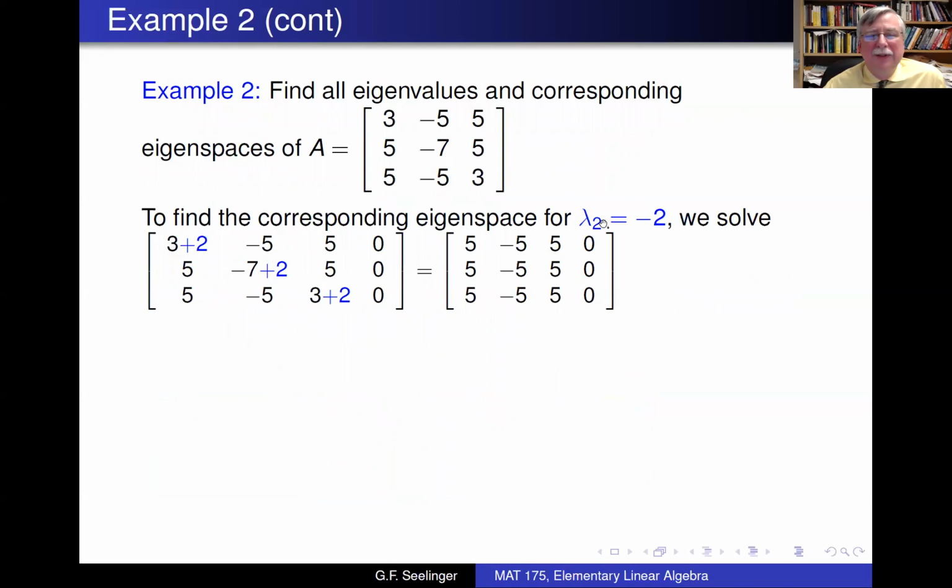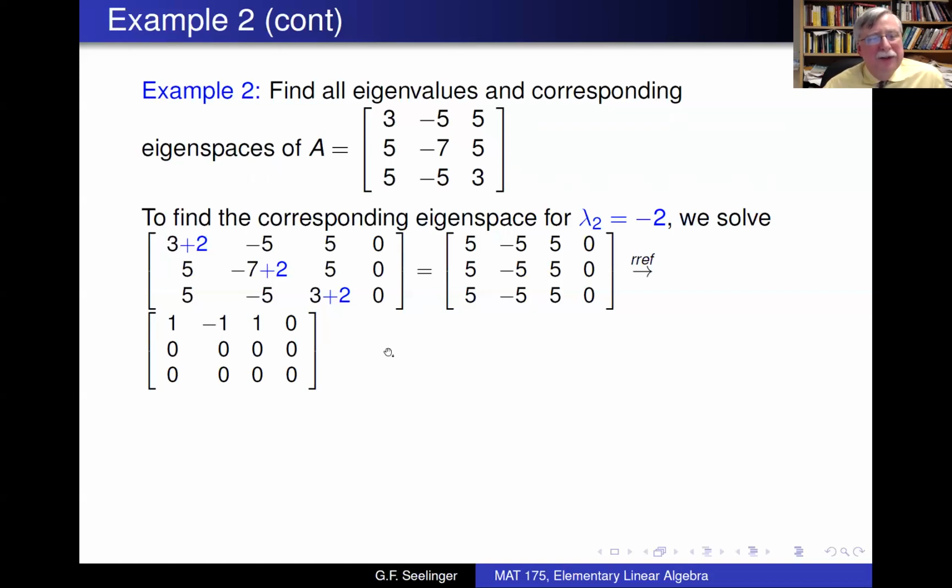When lambda equals negative 2, we plug that in. So we subtract negative 2, or add 2, to each diagonal entry. We get this matrix. Notice that all 3 rows are the same, so it makes sense. When I row reduce it, I just get the top row. In this case, this is the only pivot right here. So I have 2 free variables. X2 is free, X3 is free.